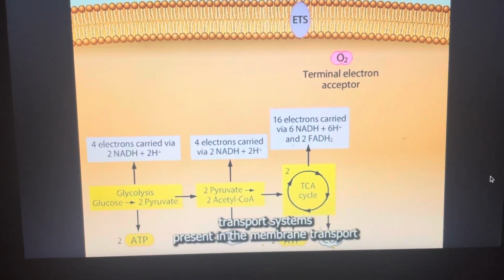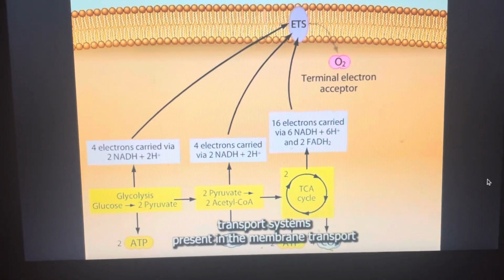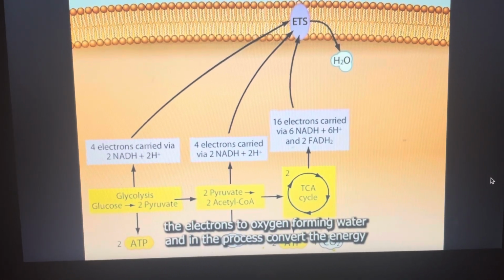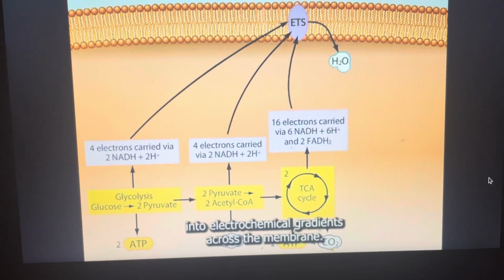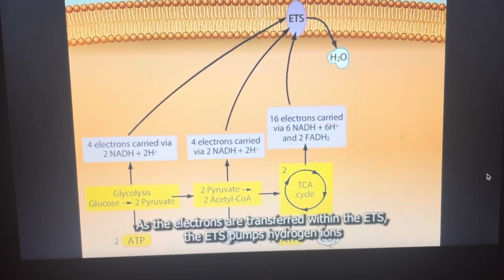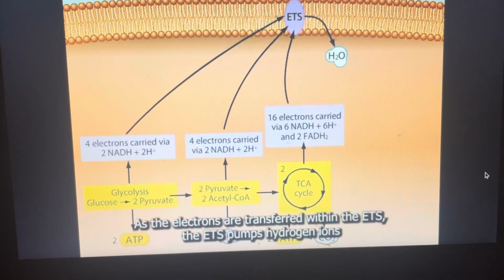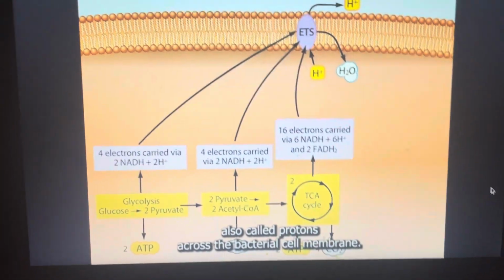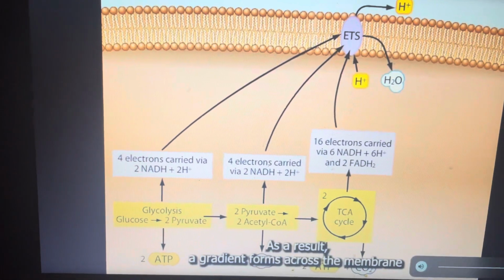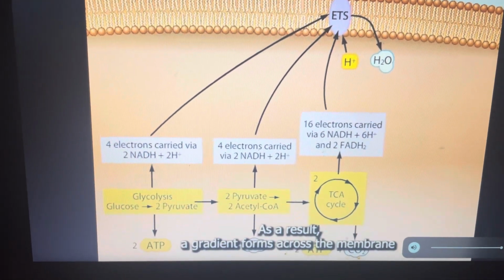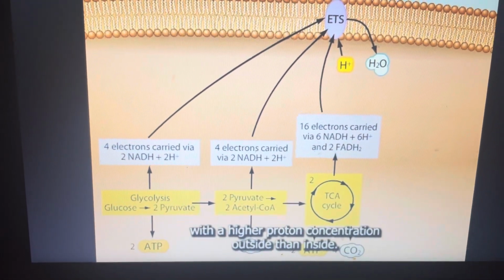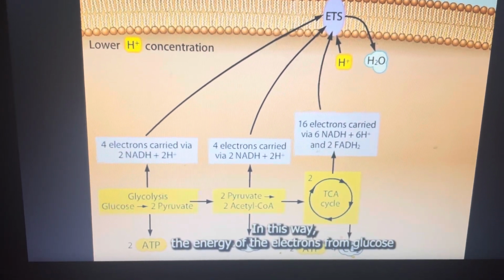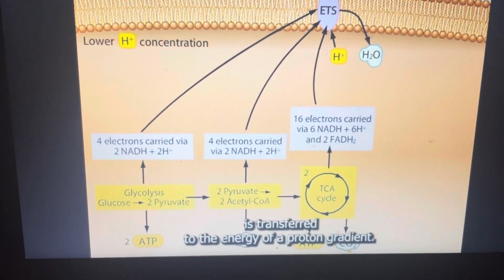Electron transport systems present in the membrane transport the electrons to oxygen, forming water, and in the process convert the energy into electrochemical gradients across the membrane. As the electrons are transferred within the ETS, it pumps hydrogen ions, also called protons, across the bacterial cell membrane. As a result, a gradient forms across the membrane, with a higher proton concentration outside than inside. In this way, the energy of the electrons from glucose is transferred to the energy of a proton gradient.